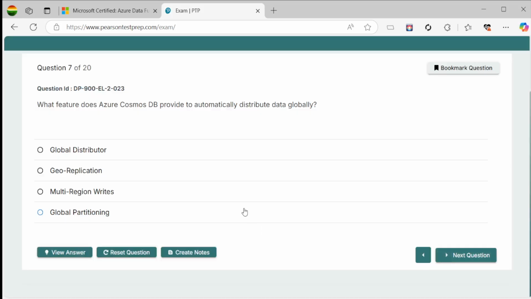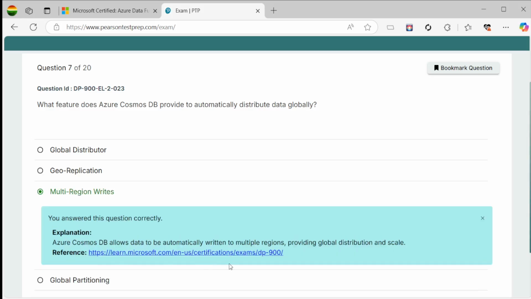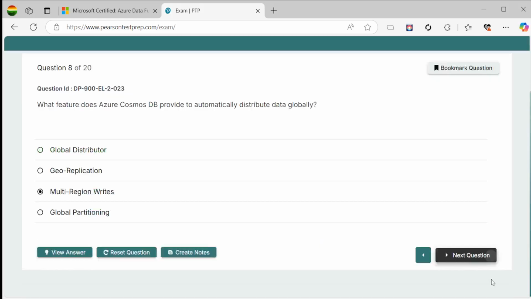What feature does Azure Cosmos DB provide to automatically distribute data globally? Global distributor, georeplication, multi-region writes, or global partitioning? Well, Azure Cosmos DB supports only one of these features for global distribution of data, and that one is multi-region writes. Yep, multi-region writes.